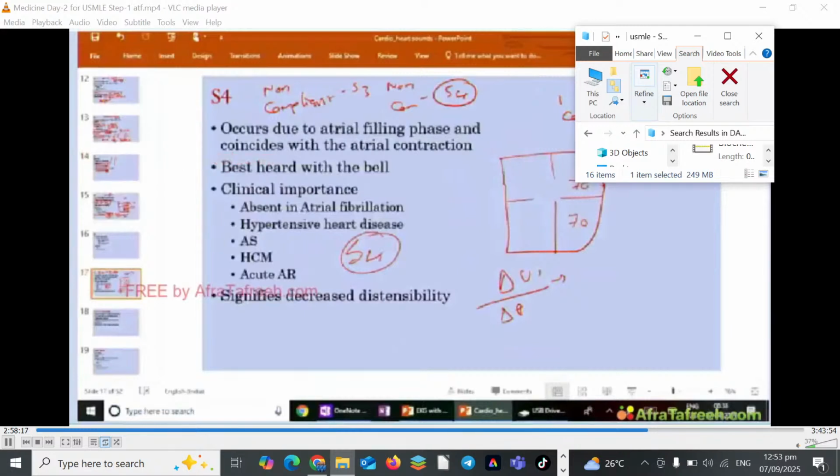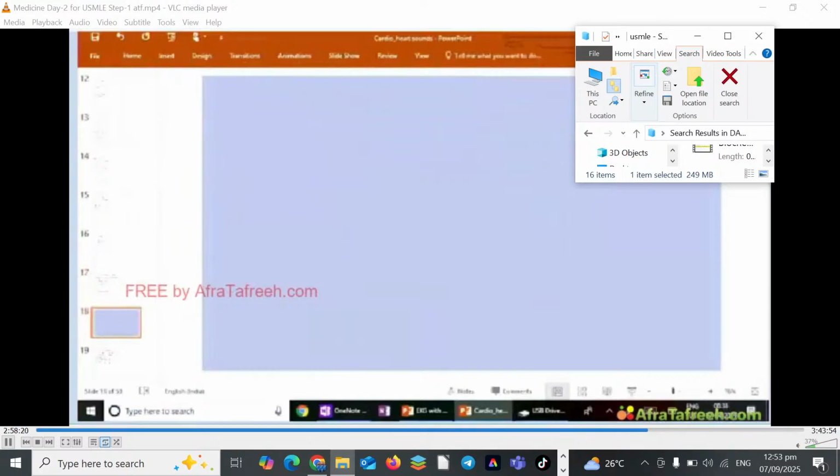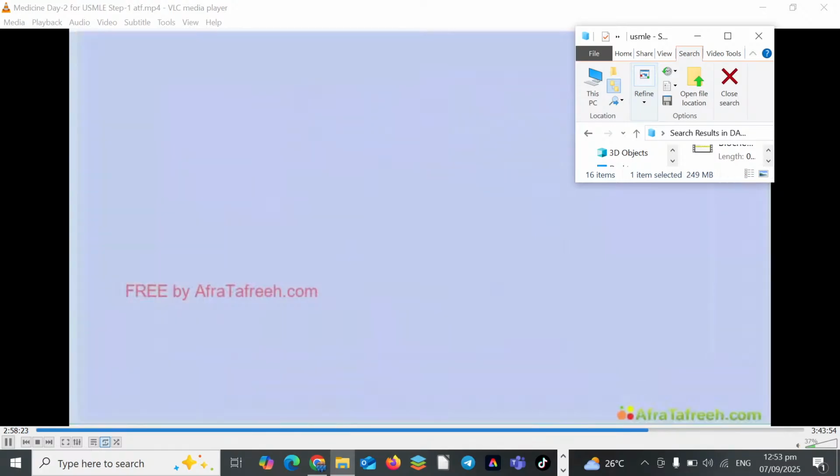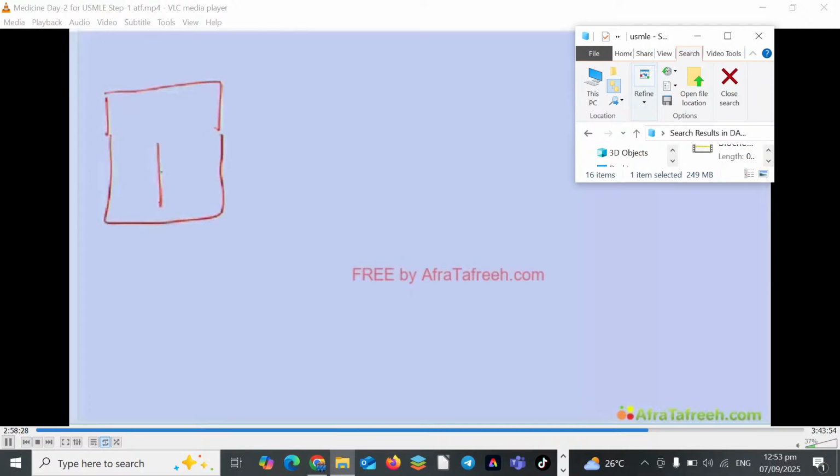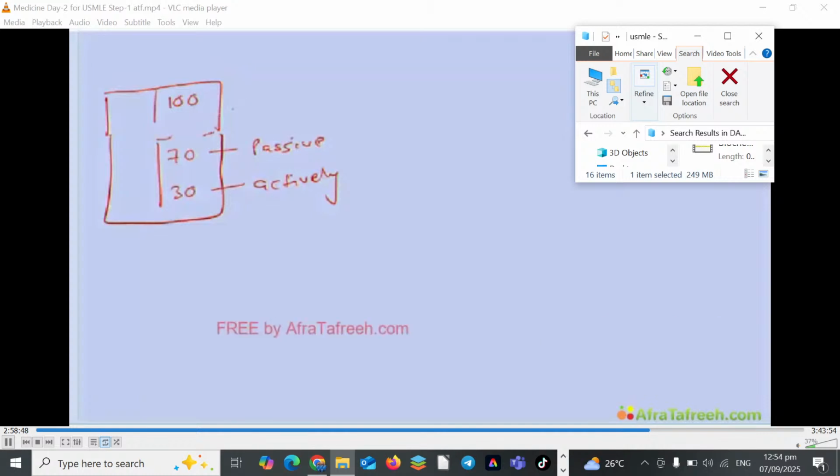I'll just explain this point again. When you have the ventricles, there are two types of ventricles. This is a normal ventricle which has 100 ml. 70 goes passively and 30 goes in actively. This produces this atrial contraction. 30 ml will lead to S4 and 70 ml will lead to S3. Normal, like supposedly this is the maximum capacity.